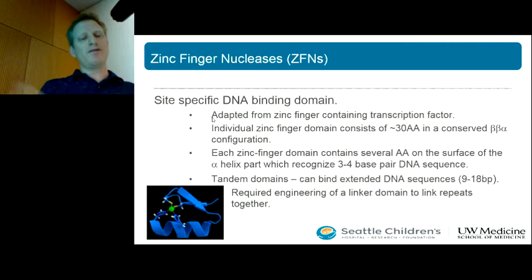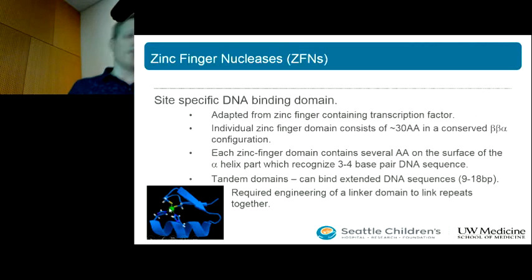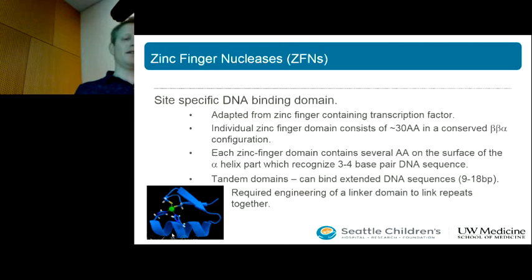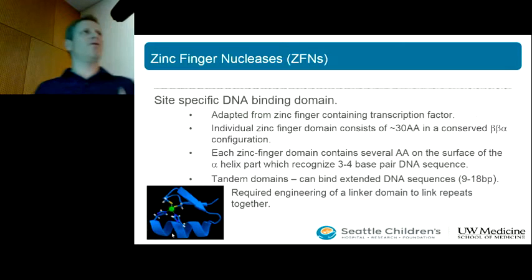It is composed of several domains. Each domain consists of about 30 amino acids. It has a conserved structure of beta sheet, these are the arrows, and alpha helix. And people learned that everything is stabilized by a zinc atom, so that's why it's called the zinc finger. Within each domain, there are several amino acids on the surface of this alpha helix, which recognize either a 3 or 4 base pair DNA sequence. So it recognizes 3 or 4 nucleotides.